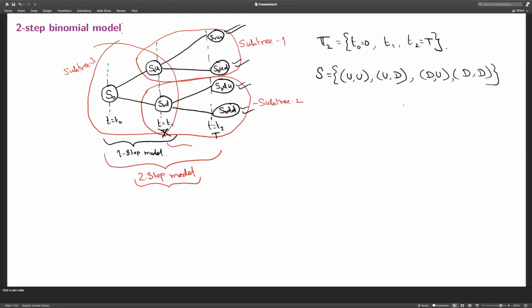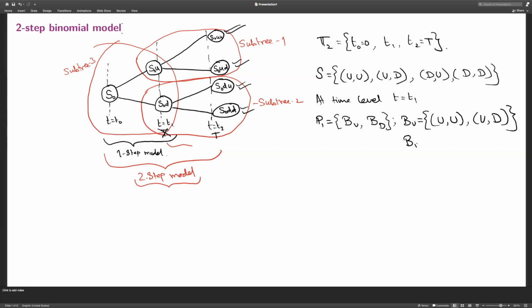So this is the sample space given to us, and at each time level we have the partitions of S, which are denoted by P1 and P2. What are they? They are the following. At time level t equal to t1, the partition of S is BU, BD, right? What is BU? BU is the set of all outcomes when the first one was an up, that is, first one is up, then the second one is up, first one is up, and second one is D, right? That is your BU, and BD is the set of all outcomes for which the first movement is a downward movement.